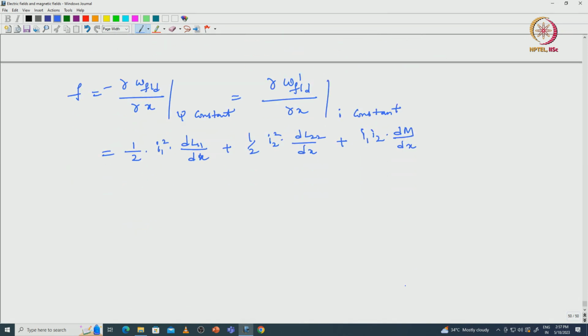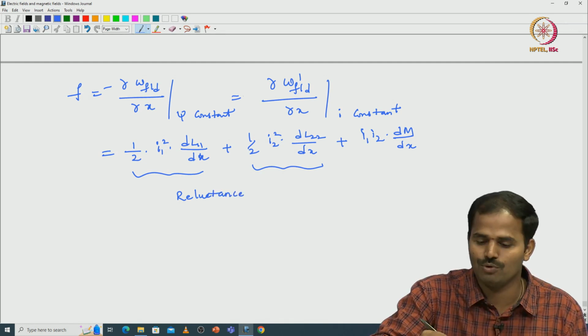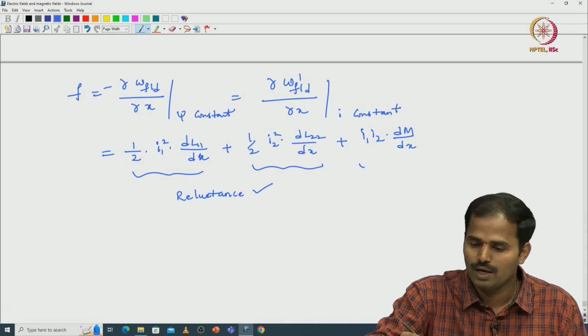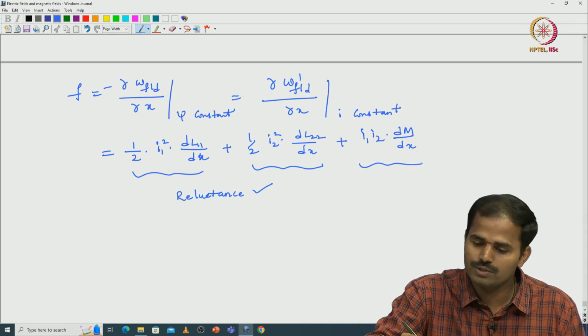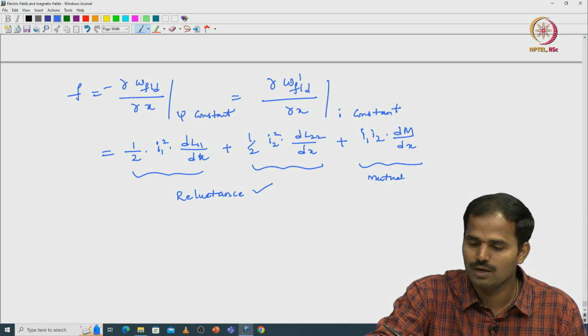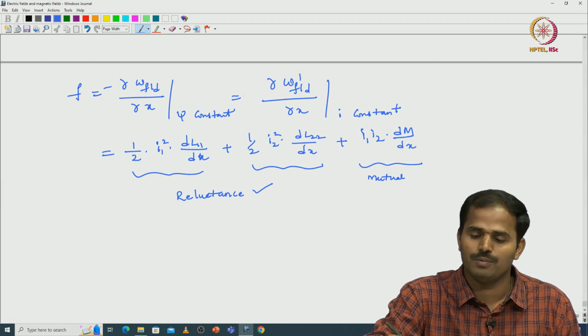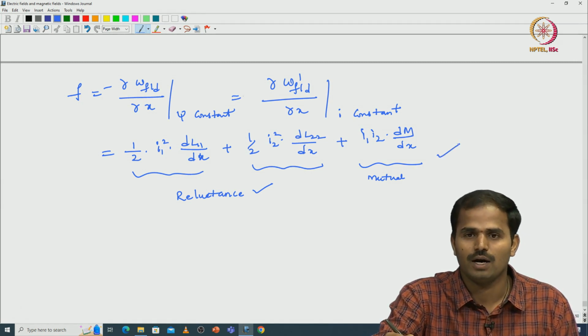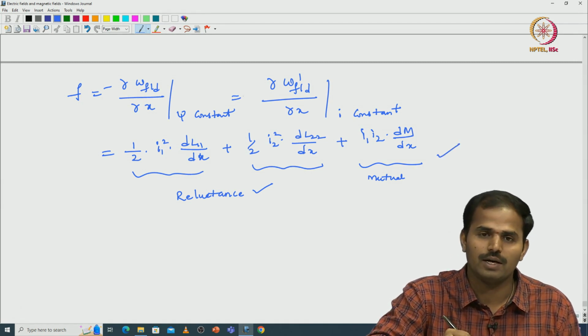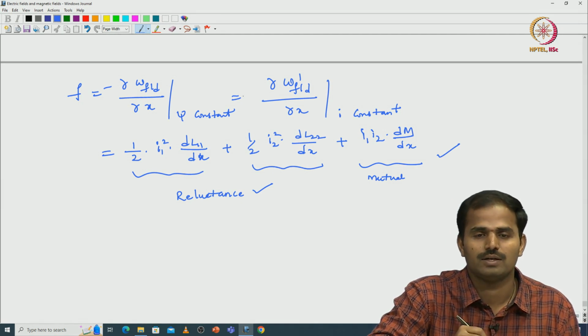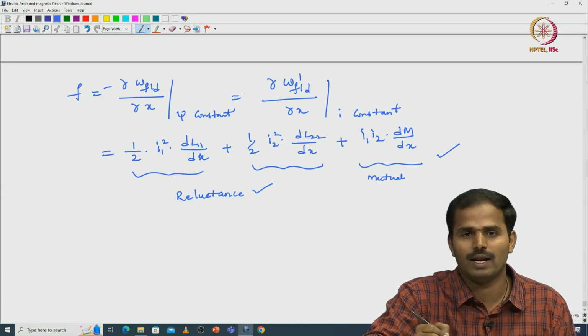Okay. In this equation we can see that these first two terms are the forces with respect to the reluctance terms. Based on the reluctance we are getting the force here. In this last term we are seeing the force with respect to the mutual interaction between the two fields, the mutual interaction between either two currents or two fields. Here the interaction is with respect to one source and reluctance.